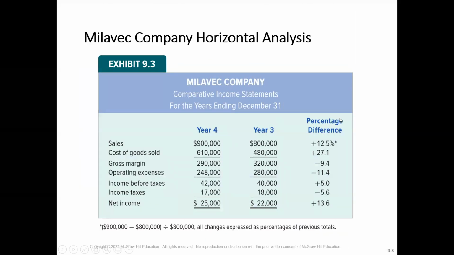So as an example, we take our comparative income statement from Milavec company. We condensed the operating expenses already, but we condensed cost of goods sold into the one figure of 610,000 for year one, 480 for year two. So we shortened the financial statement a little bit because we didn't really need to analyze all that detail involved in the cost of goods sold calculation.